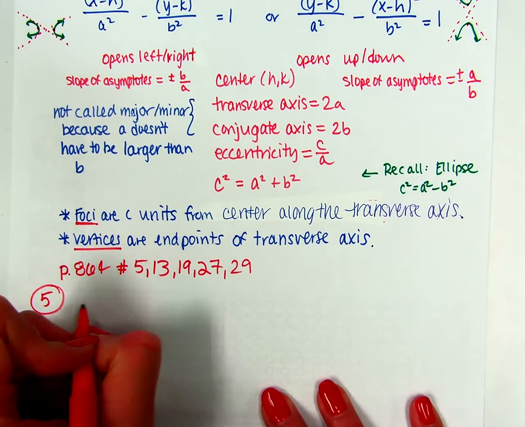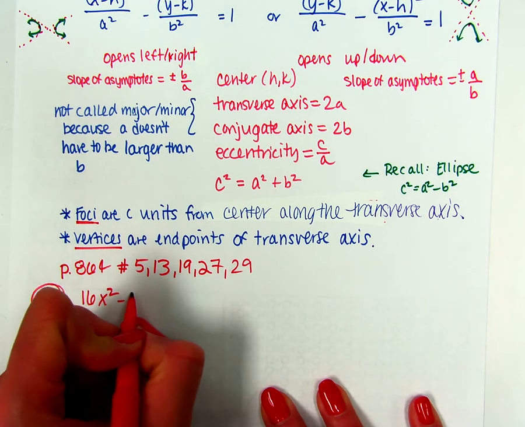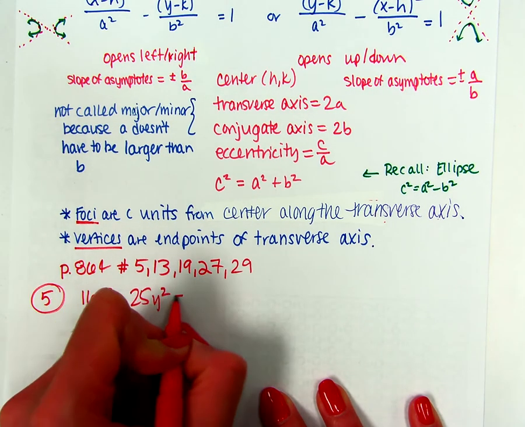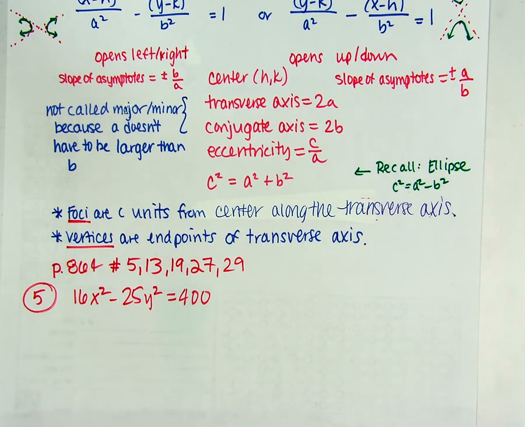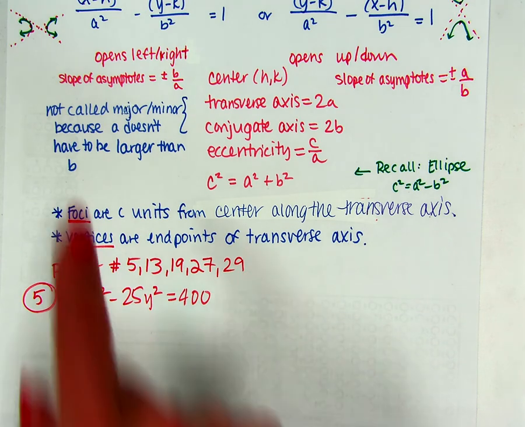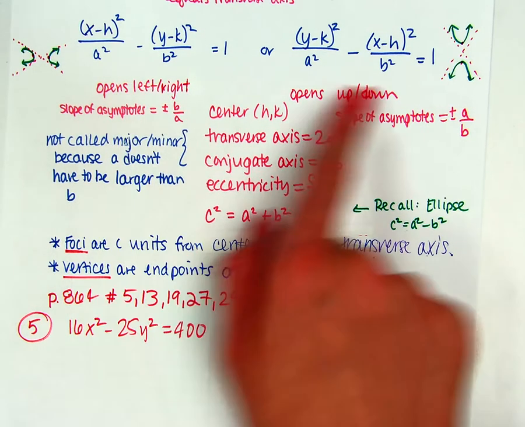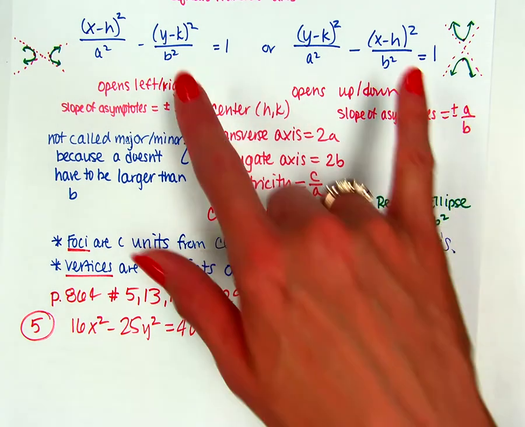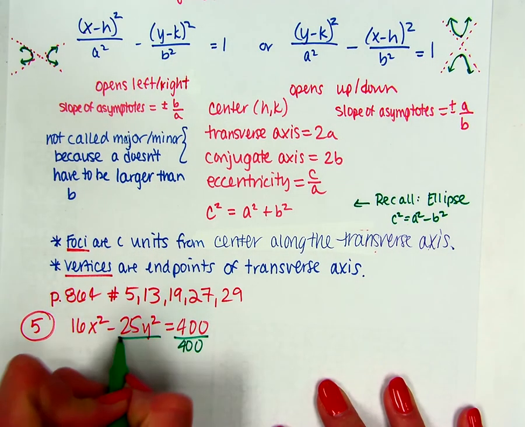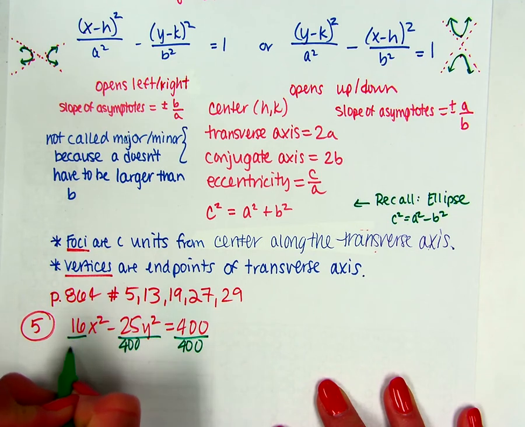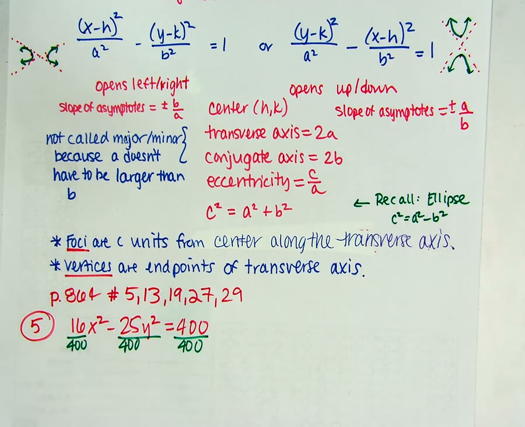It asks you to graph 16x squared minus 25y squared equals 400. So I know it's a hyperbola because it's got x squareds and y squareds, but it's got subtraction in it as opposed to addition. All right, so then I know I'm going to try to fit one of these formulas. And I know it has to equal 1, so the first thing I'm going to do, I'm going to divide by 400. Now usually you get nice fractions that reduce from here.